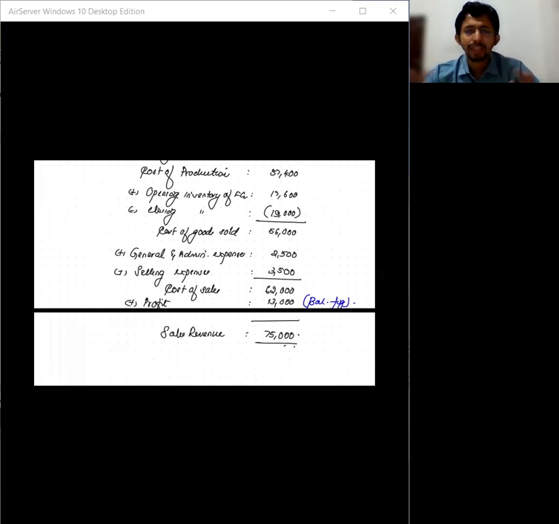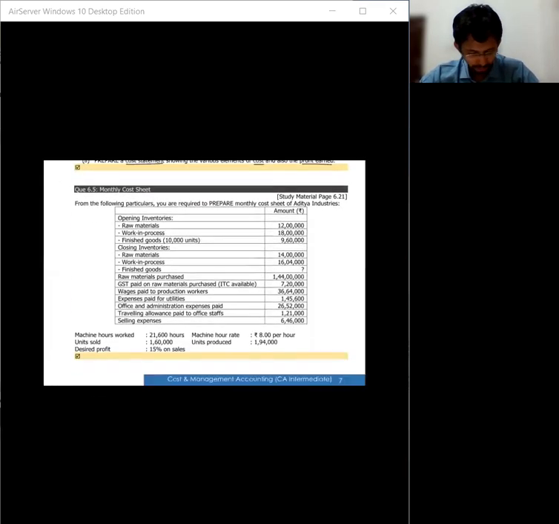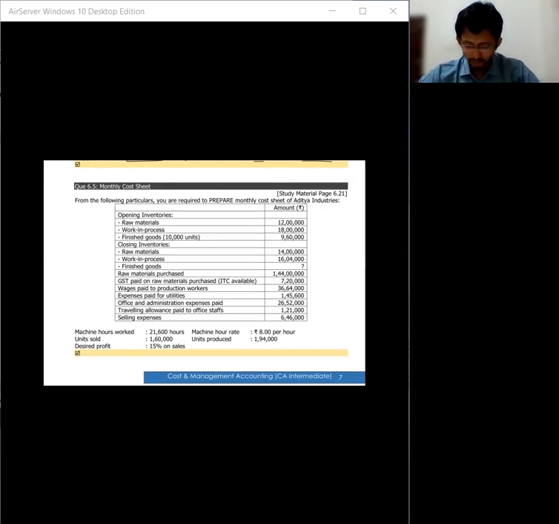It's not that difficult a question, but you have to apply certain logic to do some reverse calculation in the initial part, to find the material consumed or value of material purchased. Then it's a straight case of picking and preparing the cost sheet, nothing else. Okay, right. So after this question, we are moving to the next question, question number 6.5. You can pause the video and please read the question carefully.